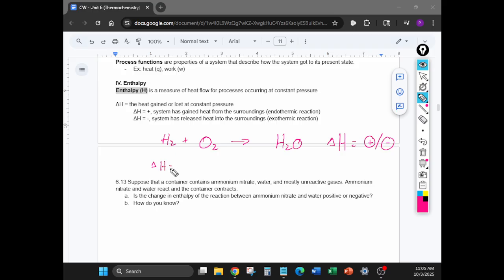All right, so with that being said, I do want you guys to write this down. If delta H is a positive number, it means the chemical reaction is endothermic. That means it's going to absorb energy from the surroundings. And if you have a delta H that is negative, that means the chemical reaction is exothermic. It's going to release energy.